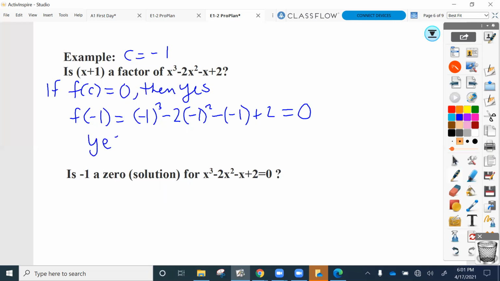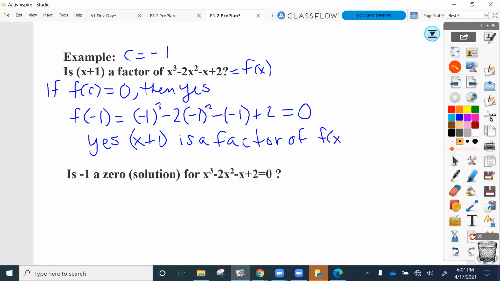So yes, x plus 1 is a factor of, let's make this equal to f of x. Okay, so if when you put the c value in it becomes 0, then you know it's a factor. You also happen to know that it's a 0. So this question here says, is negative 1 a 0 or solution? Well, think about it. If you factored something, you would factor it, right? And then you would set each factor equal to 0 and solve for x to find your solution.